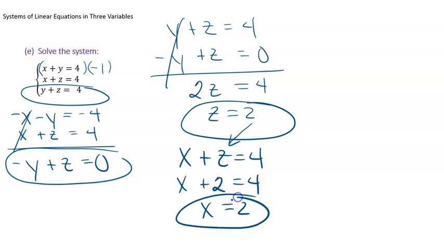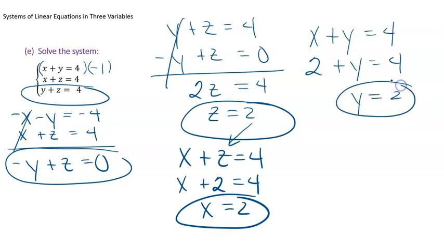Now I've got 2 of my variables. What am I going to do to find the third one? Well, I need something with a y in it. So the first equation will work, or the third equation will work, just not the second because it doesn't have a y. So I'm just going to write the first equation down so you can see it. X plus y equals 4. And I know x is 2, so 2 plus y is equal to 4. Subtract 2 on both sides and get y is equal to 2.